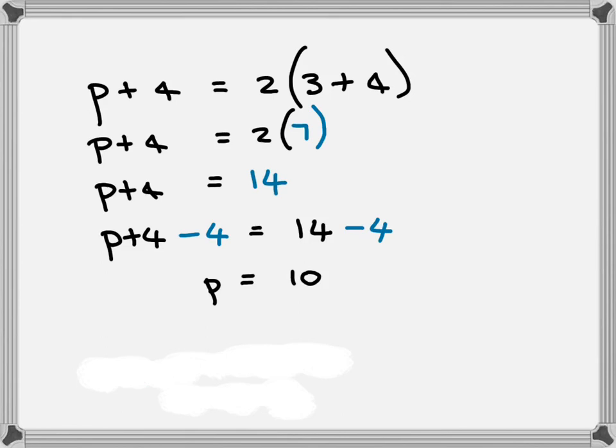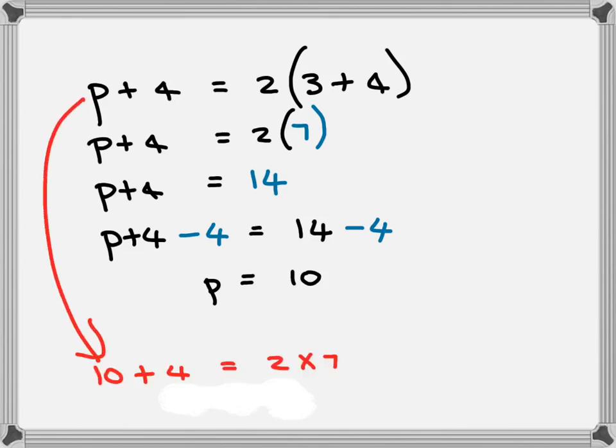Let's plug 10 back into p in the original equation. That is this basically written here with a 10 in its place. And we have 10 plus 4 equals 2 times 7, because that came to 7. And yes, 14 is equal to 14.